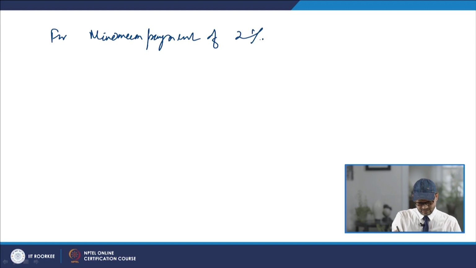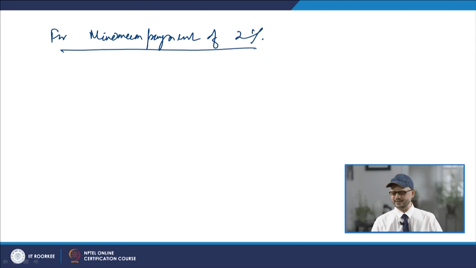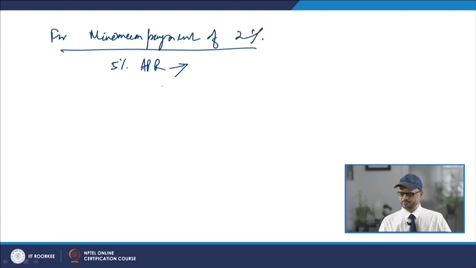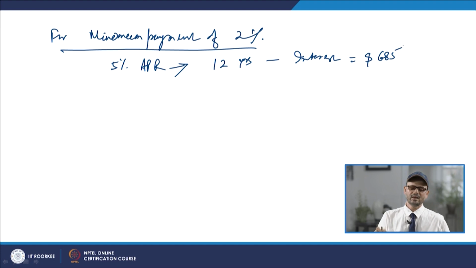Now, in those cases, you can see that for a minimum payment of 2%, for 5% APR, if you calculate, in 12 years, the interest which you pay is $685, and in 8.75 years... So, now in that case if you have 3% of payment, now this is for 2%.